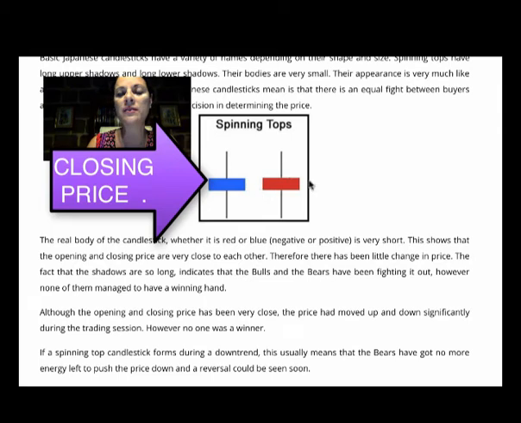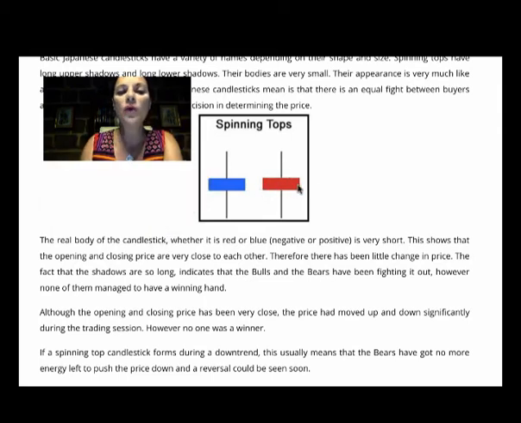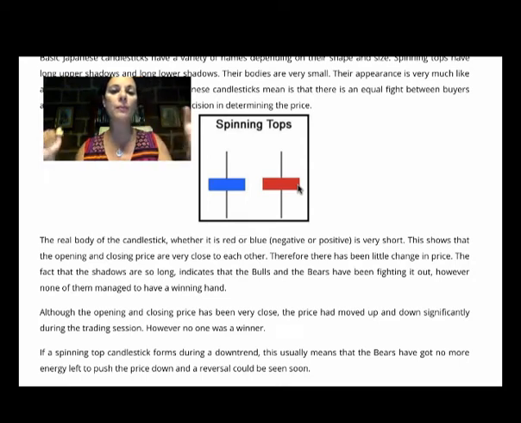Same with the sellers. What the spinning top means is that there is a tie, there is a fight between buyers and sellers, and therefore none of them have been able to control the market. None of them have been able to change the price. They are both flexing their muscles. It's a tug of war.